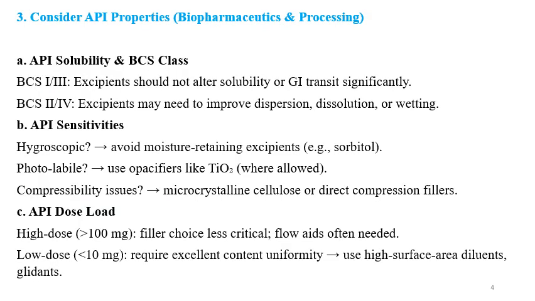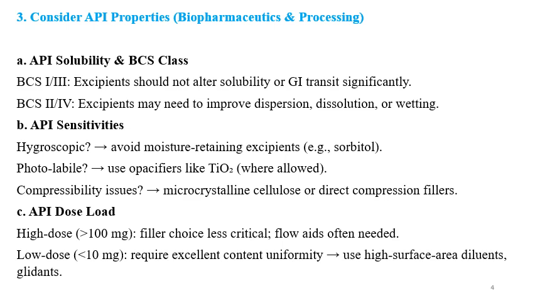Then consider API properties. So you should consider the solubility, you should consider the BCS class, whether the API is insoluble, or whether you are going to use some excipients to improve the solubility or not. So understand the API properties, API solubility and BCS class. BCS class 1 and 3 are highly soluble, BCS class 2 and 4 are less soluble.